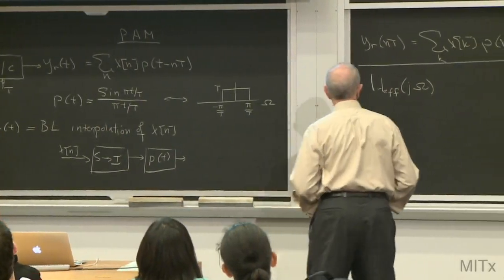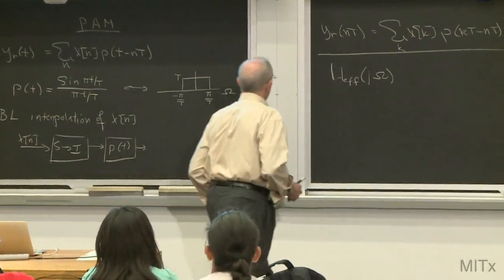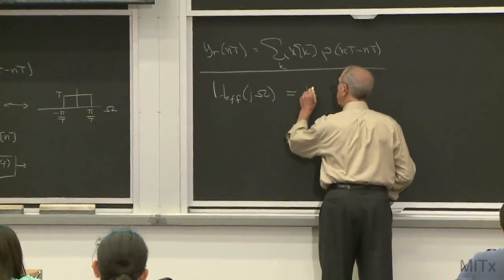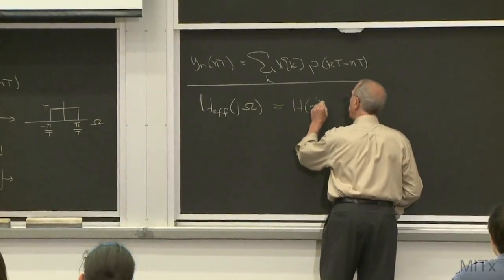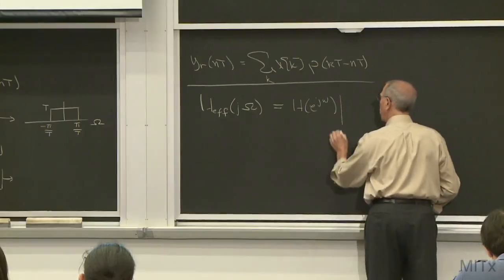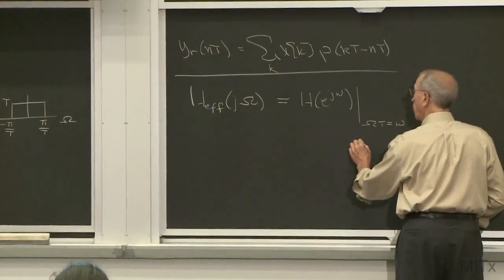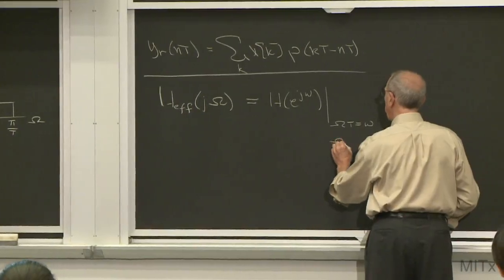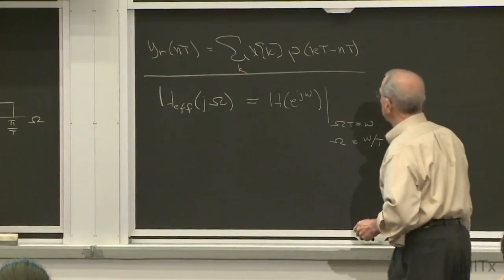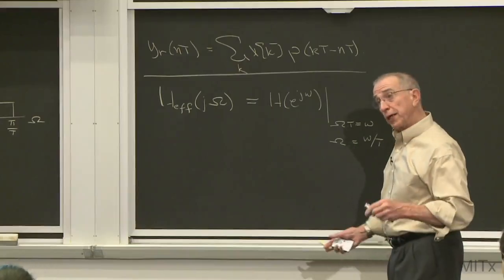So what are the steps that happen? One step that happens is this is just going to be h of e to the j omega, but with omega equal to capital omega times capital T, or capital omega equal to little omega over capital T. And then we're done. Right? Wrong.